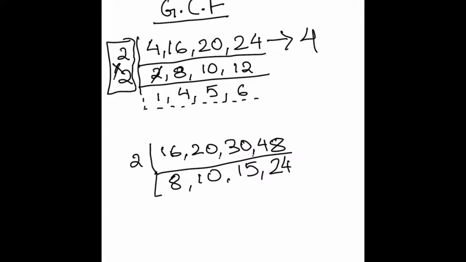Now, can you think of one number that could divide all four of them? Chances are that you won't be able to find one single digit that can divide all of our numbers. Therefore, this would be my greatest common factor, 2.